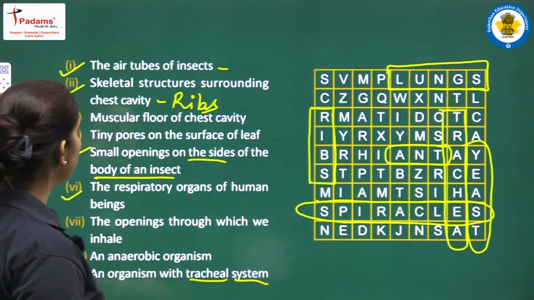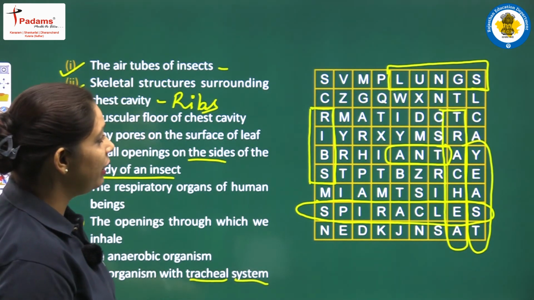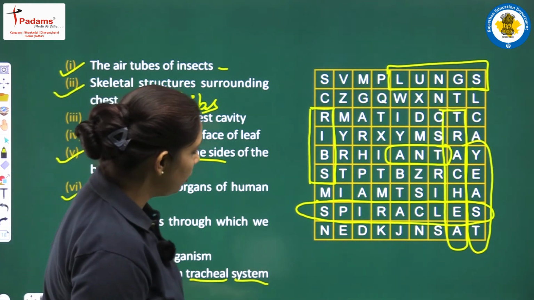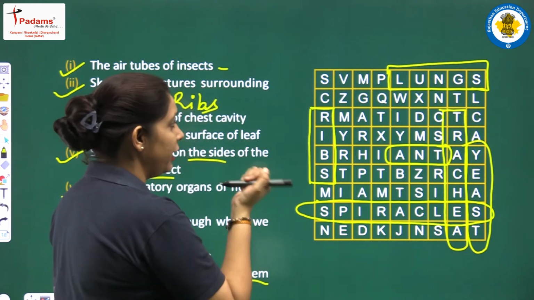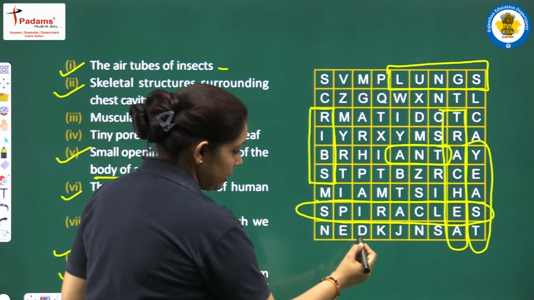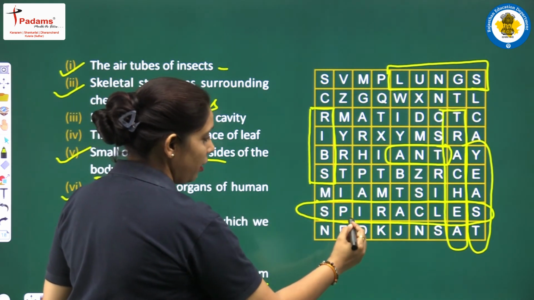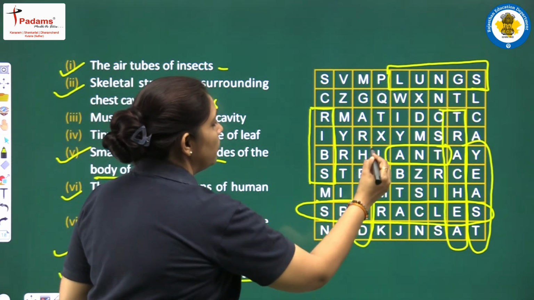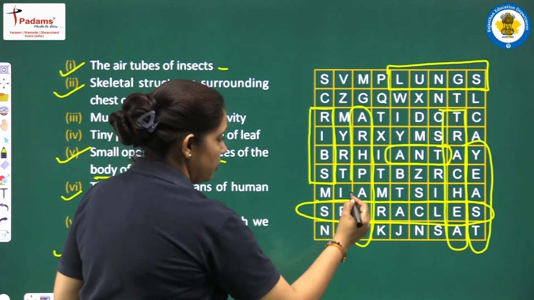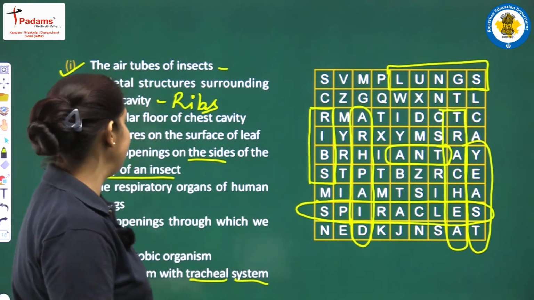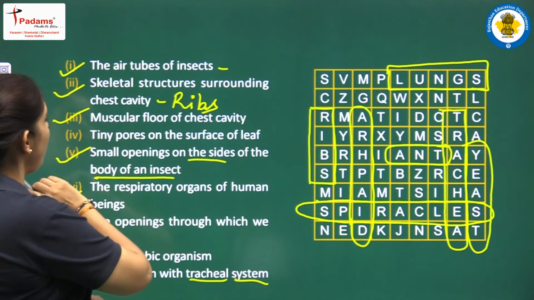And the muscular floor of the chest cavity. It is known as diaphragm. अब हमें नीचे से भी देखना पड़ेगा. Here it is. देखो यहाँ से D-I-A-P-H-R-A-G-M, diaphragm. Downward. Yes. Is that clear? So it is also found.